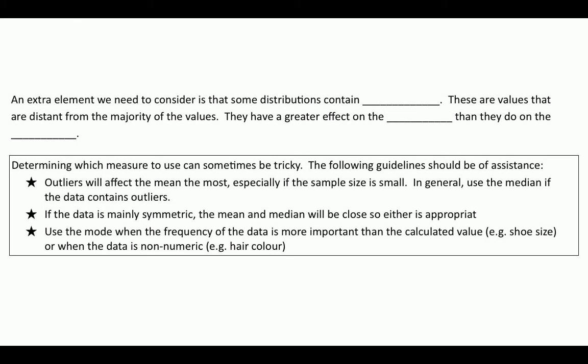An extra element that we would really need to consider is that some distributions, some sets of data, have what we call outliers. And these are values that are very, very distant from the majority of the values. We will learn how to classify outliers later. There are calculations we can perform to test if a point is an outlier. But really, what's important to note now is that outliers will have a much greater effect on the mean than they will on the median.